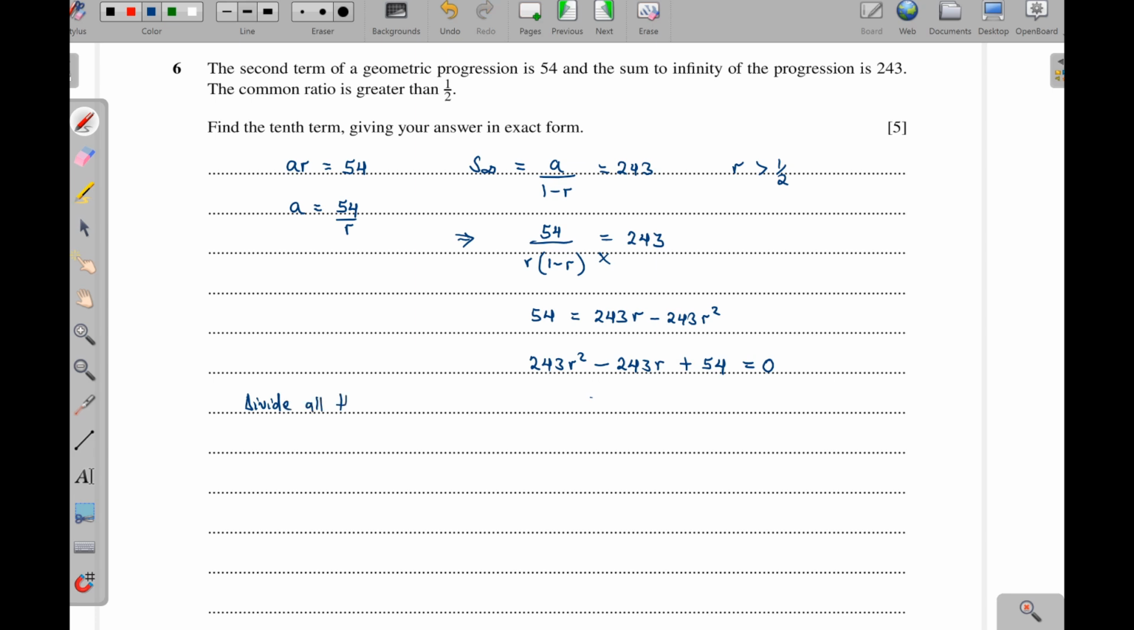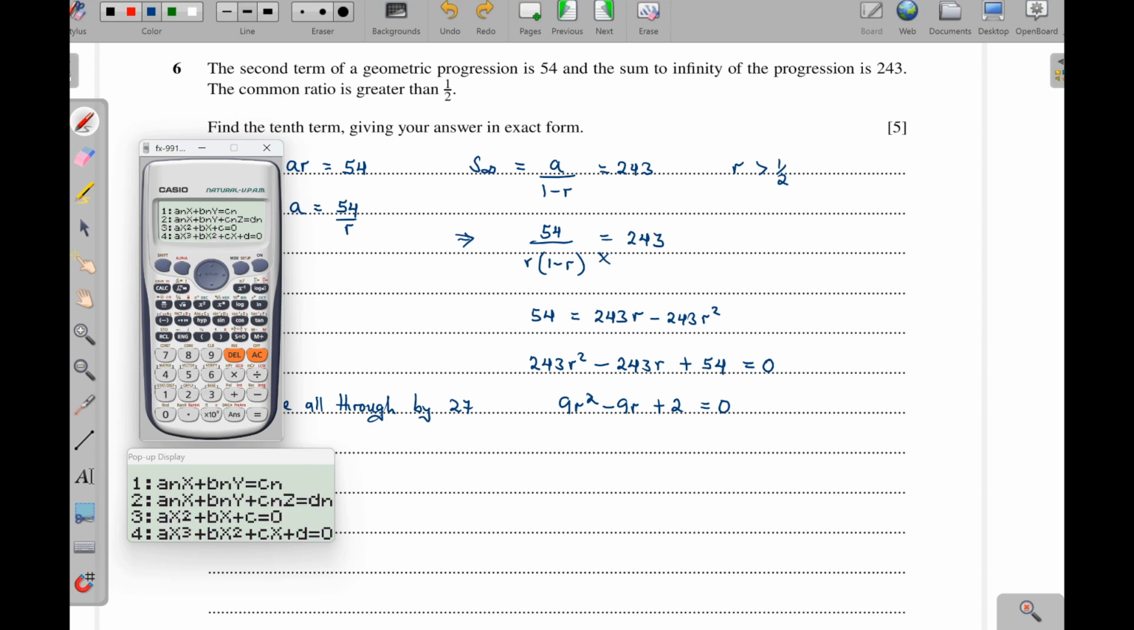Divide all through by 27. So we have seen that this one gives us a 9. 9R squared minus 9R, then this one is a 2, which is equal to 0. So this is a quadratic in R. We can solve it using factorization. So let me use a calculator. Mode, equation is 5, and then quadratic is 3. Then we have 9, then negative 9, and then positive 2. So we get 2 over 3 and then a third.